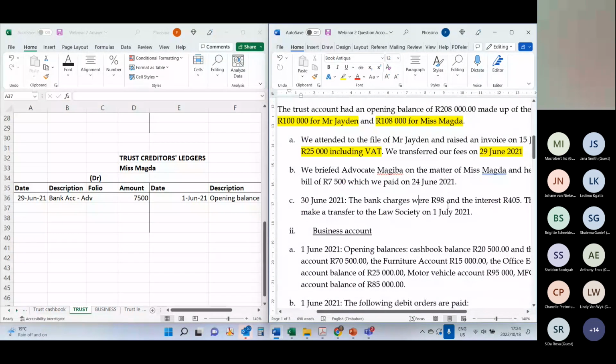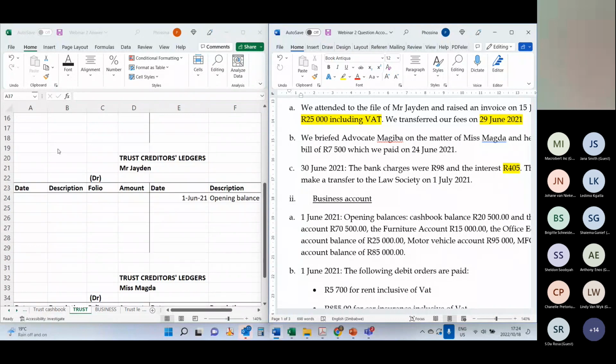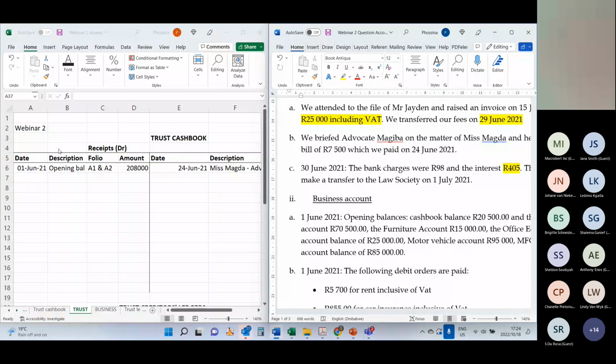So don't be confused with the business account, where when we are in overdraft, running in the negative, the bank can charge interest. This one is interest that we are receiving, and we are supposed to record it on the receipt side, please. I saw some guys were recording on the payment side. On the payment side, it is not interest paid, it's interest received.